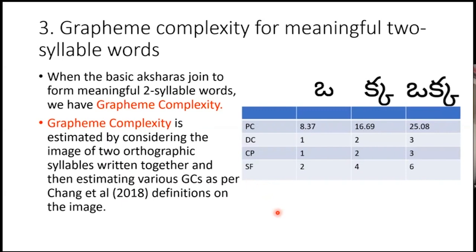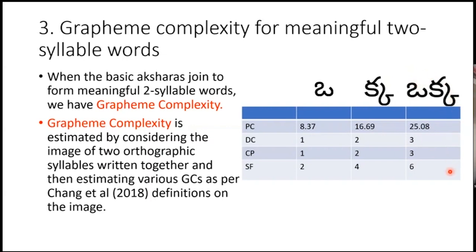And now here we define grapheme complexity. So using modified aksharas, we get graphemes. The grapheme of O plus the grapheme of Ka joining together will get the word Okka. Chang et al. only defined the graphic complexity measures for syllables. So we extended the definition to whole words, two-syllabic words in our case.